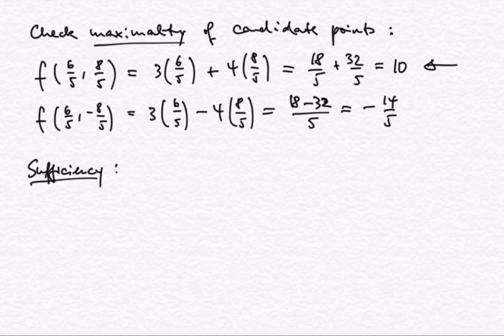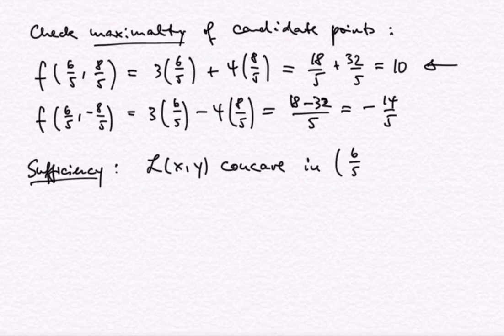And here we answer the question, is the Lagrange auxiliary function concave if we understand it as a function of x and y in the optimum candidate? And this means, since we're going to understand the Lagrange function as a function of x and y, we're not going to plug in x equal to 6 over 5 and y equal to 8 over 5. It's going to be a consideration of the function in x and y.